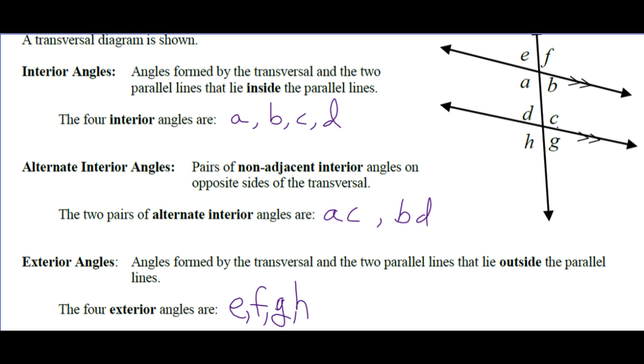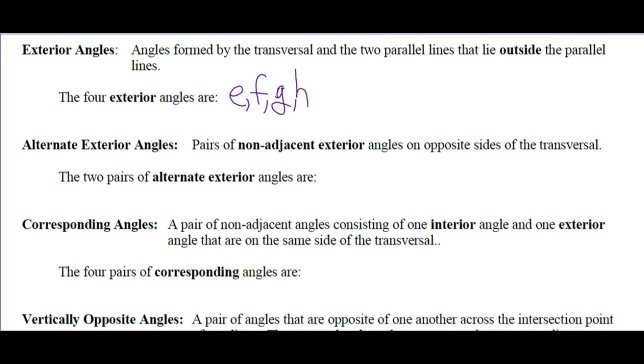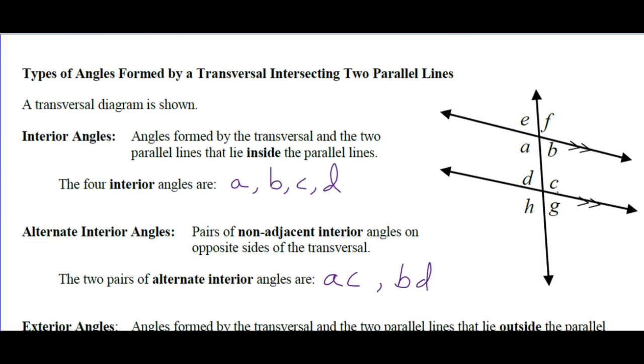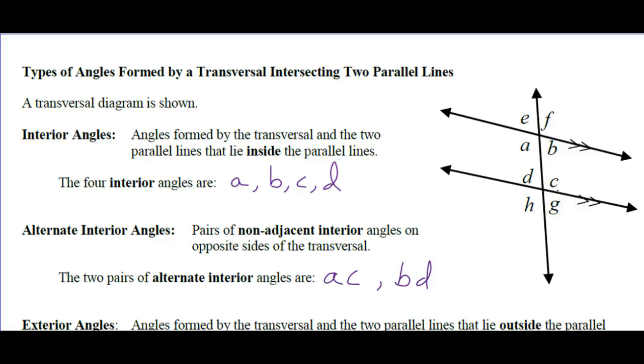So those are the four exterior angles, right? We have interior angles, we have exterior angles. We have alternate interior angles, right? So they're on opposite sides of the transversal, but they're interior. And we have alternate exterior angles: pairs of non-adjacent, meaning not next to each other, not beside each other, exterior angles on opposite sides of the transversal. Two pairs of alternate exterior angles are E, G, F, H.